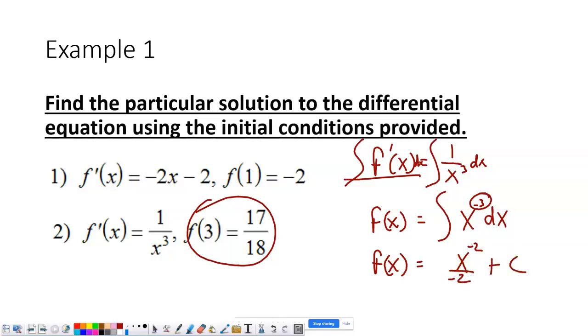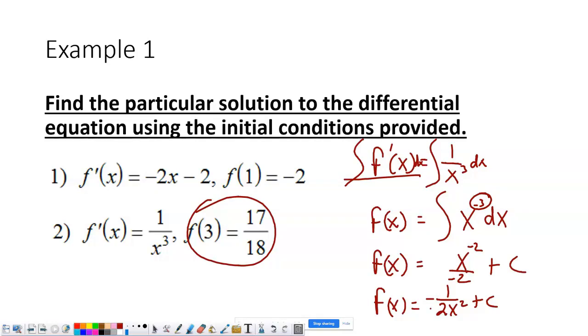There's your general solution. Now I don't like negative exponents, so I'm going to go ahead and rewrite this in the following way. I'm going to put the x squared on the bottom with the 2, and also we don't usually leave negative coefficients on the bottom like that. We just kind of put it in front of the whole fraction. So I would rewrite that as negative 1 over 2x squared plus c.